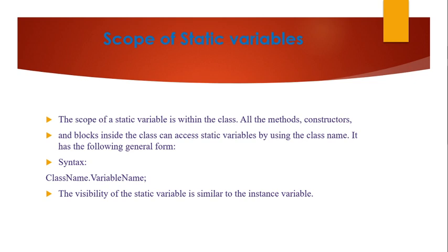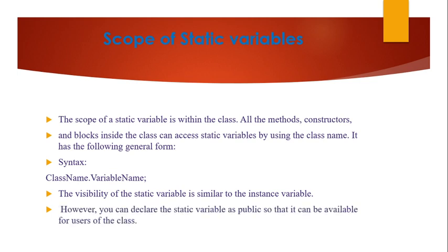The visibility of a static variable is similar to the instance variable, as we already know that static variables are similar to instance variables, but they have an additional modifier, that is static, before them. However, you can declare the static variable as public so that it can be available for users of the class.